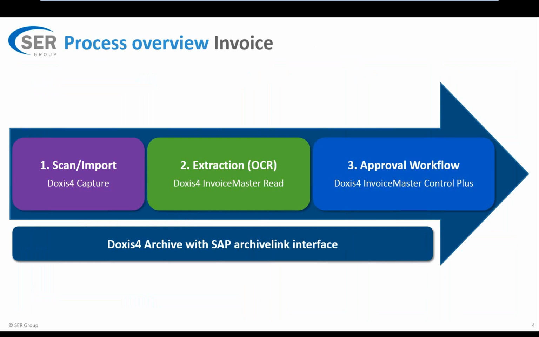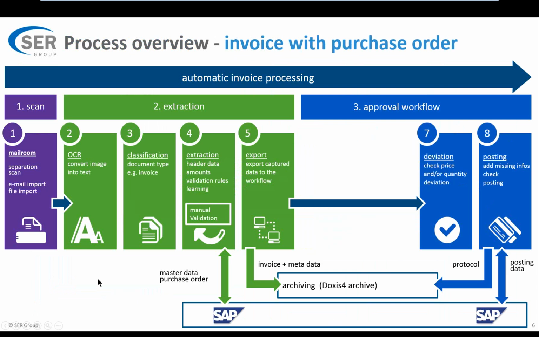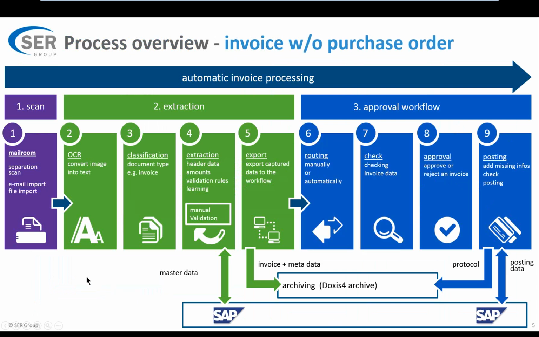Okay, let's go a little bit more into detail. The three main parts in the whole process chain. Let's start. Hopefully you can see my mouse cursor. Sebastian, can you see my mouse cursor so I can point out some things? Yeah, everything's fine. Okay, perfect.